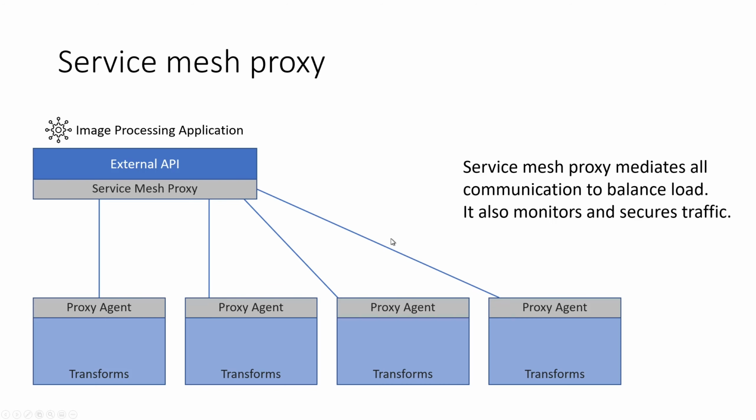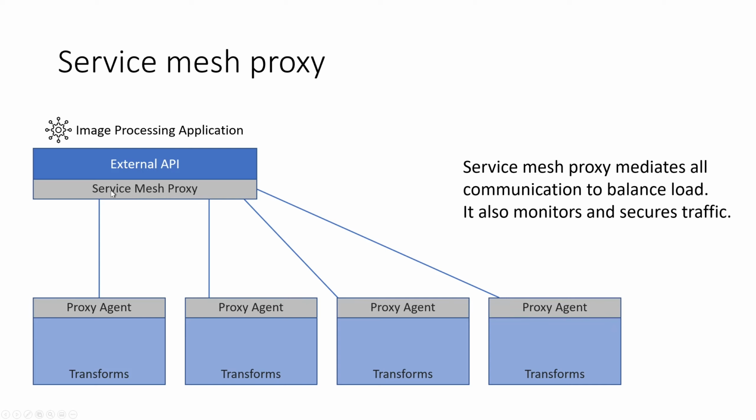The service mesh interposes between communications of microservices, and the service mesh gets us functionality, for example, load balancing. Here we have this proxy agent that is attached to the transforms microservice, and on the external API we have a service mesh proxy. When we get a request from the outside world, the external API will send this request to the service mesh proxy. Now the service mesh proxy will send the request to the proxy agent, and the way in which the service mesh proxy does this forwarding is entirely independent from how our microservice operates. Here the service mesh can balance load, and can monitor how many requests per second we're getting.